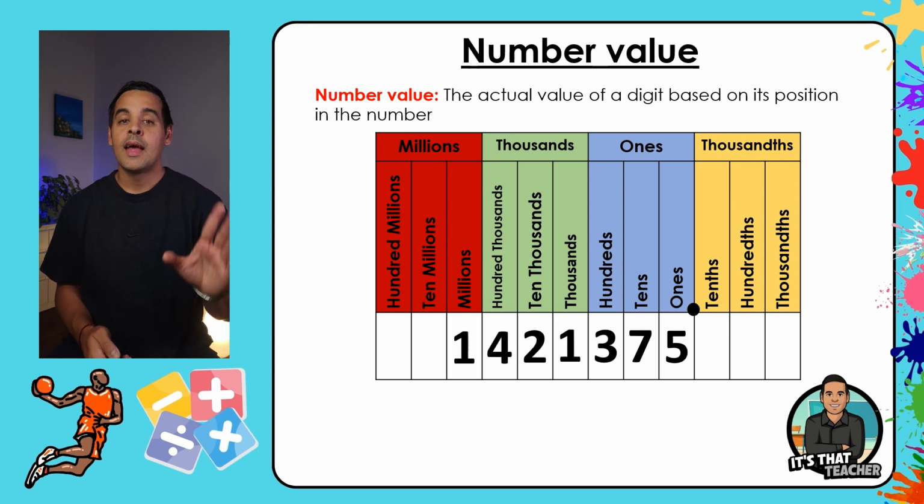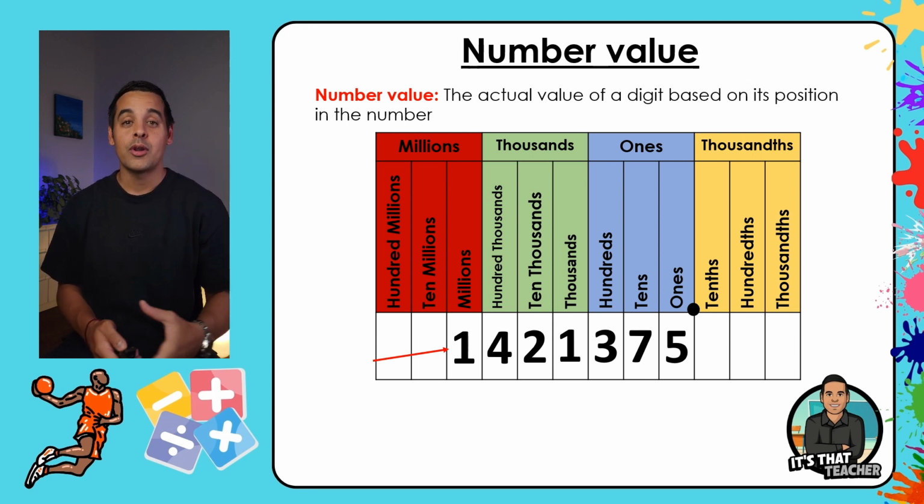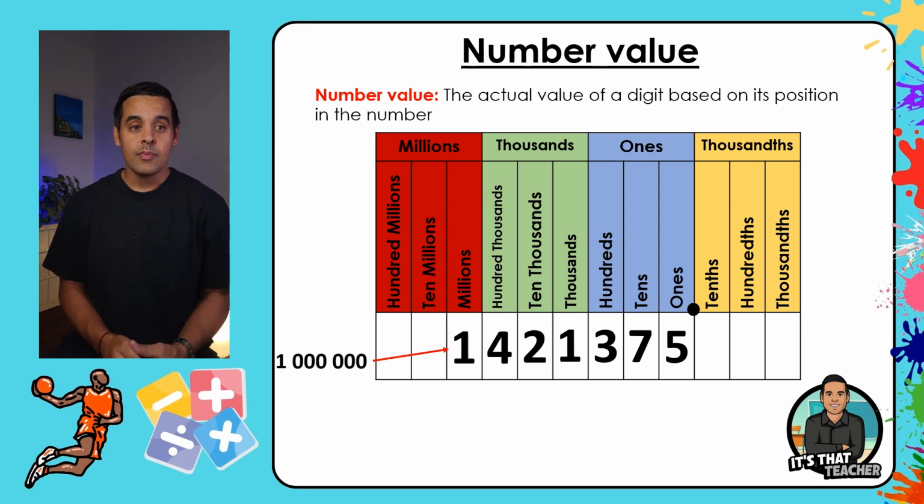1,421,375. Number value is the actual value of the number in its place value. So I'm going to explain what that means. You can see there's a 1 in the millions column. The number value of that 1 would be 1 million. There's a 4 in the hundreds of thousands column. Even if you say it to yourself, it's quite helpful. 400,000. So the number value of that is 400,000.